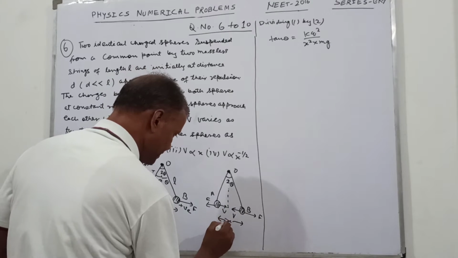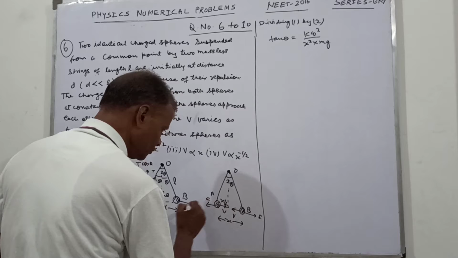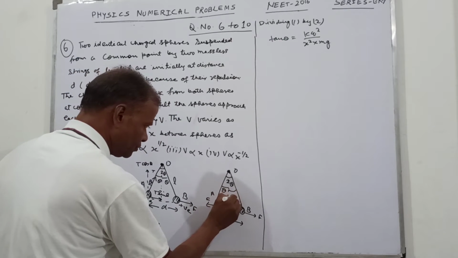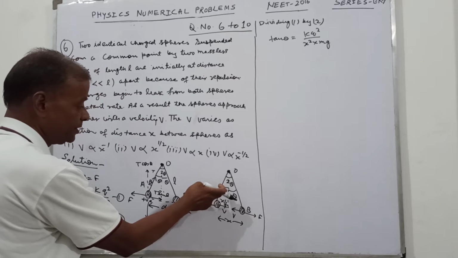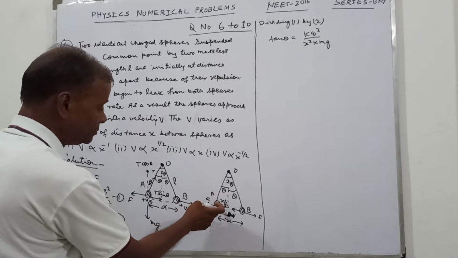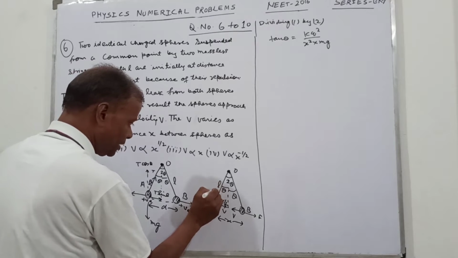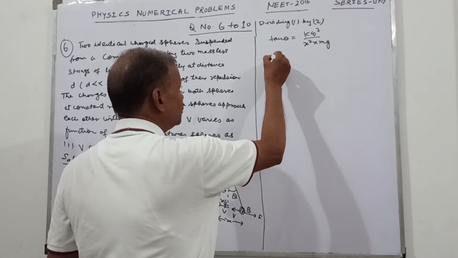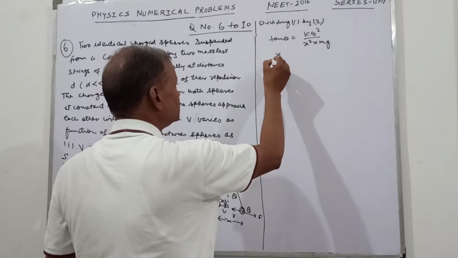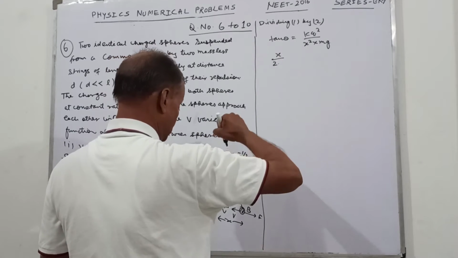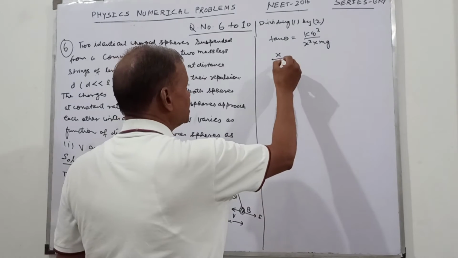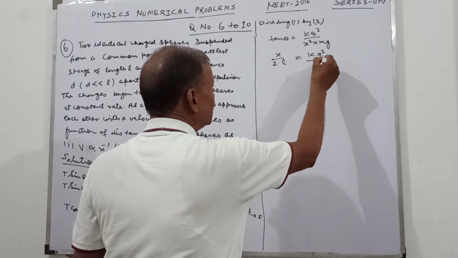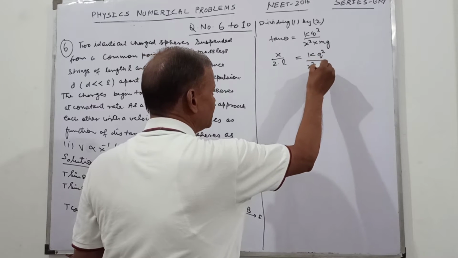This whole distance is x, so this distance is x/2. Now this angle is theta and this angle is also theta. So you can see from here that sin theta equals perpendicular upon hypotenuse. So this perpendicular is x upon 2, into, now this is L. So this is kq square upon x square mg.